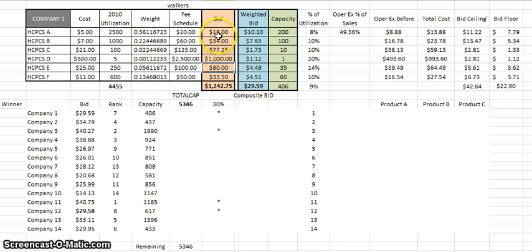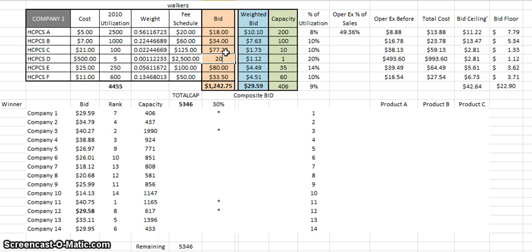That's because the amount of importance on HCPC code A is so much that it affected the weighted bid. So when we're doing our strategy session to determine what we want to bid here, we want to take into consideration our weights for each of the categories.